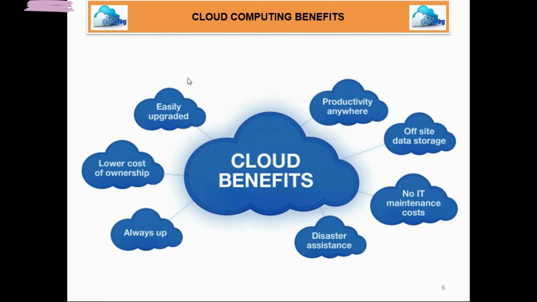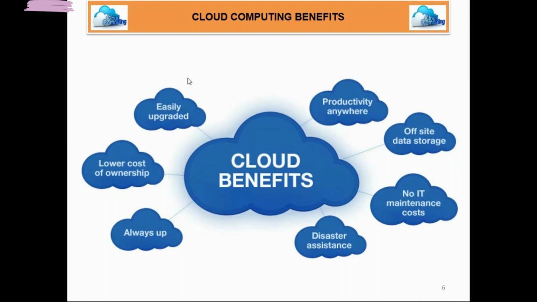Disaster assistance: if you are using on-premise applications and something happens to your server, it is your own responsibility to fix it. Or if you want to rename it, or extend the space in your server, it is your responsibility there. Whereas here in cloud computing, you don't have to worry about disaster assistance. It is the cloud service provider's responsibility to fix any kind of issues or to look after your servers.